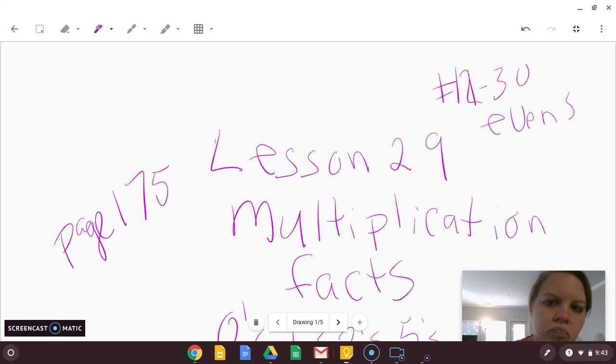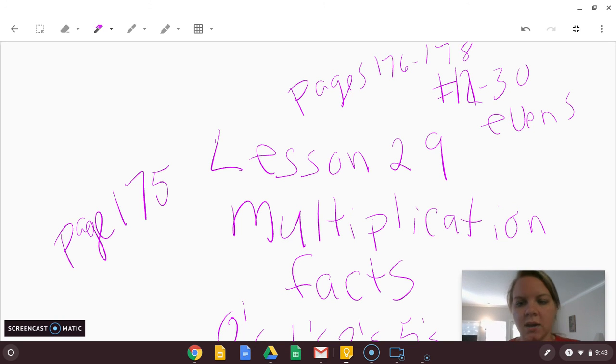So what you're doing today, lesson 29, you are going to do numbers 2 through 30, just the evens. And this is pages 176 to 178.